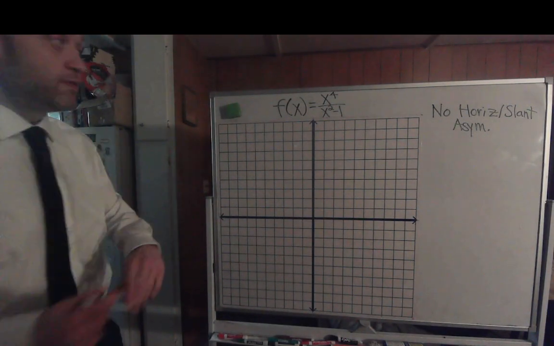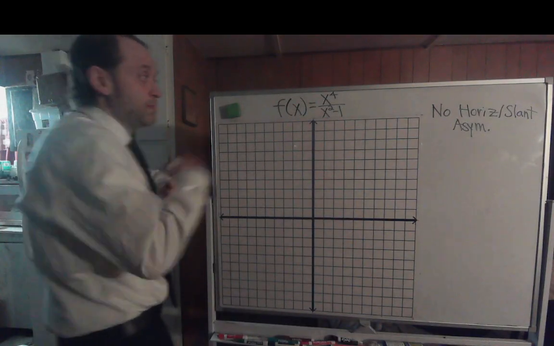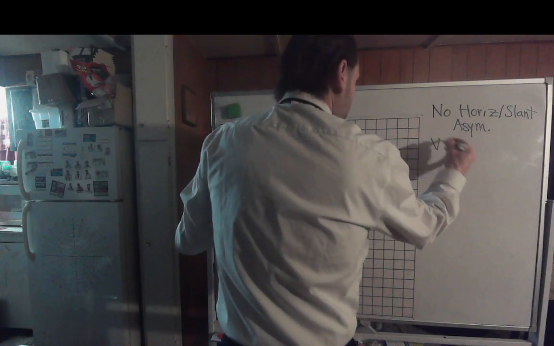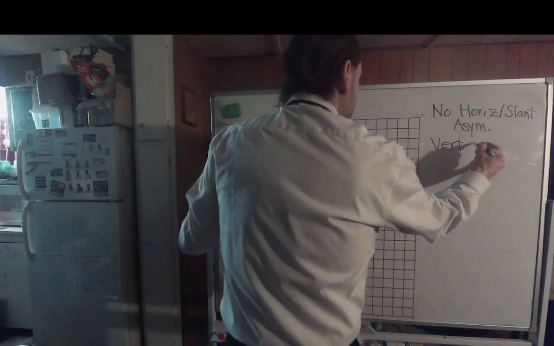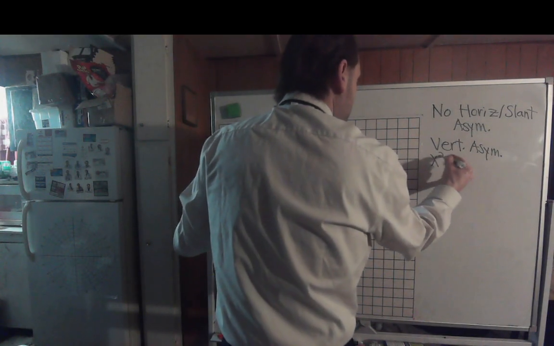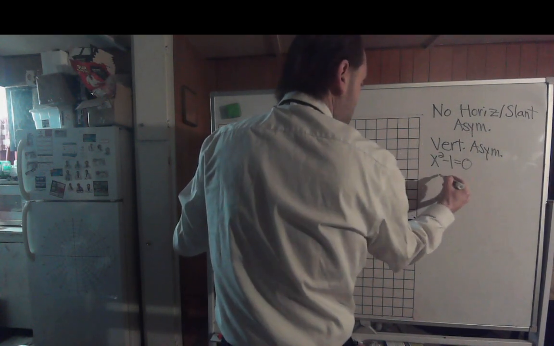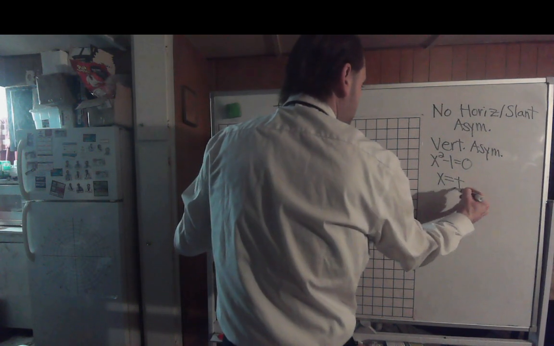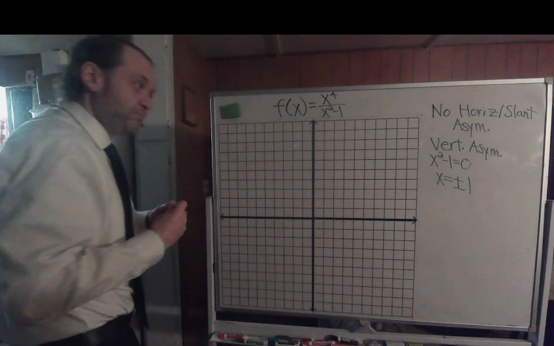Now we can hope for vertical asymptotes. For a vertical asymptote, we'll just set x squared minus 1 equal to 0, which would give you x equals both plus and minus 1, right?